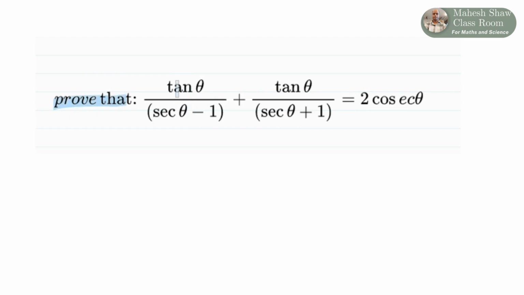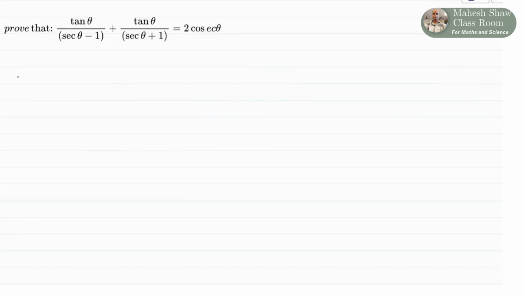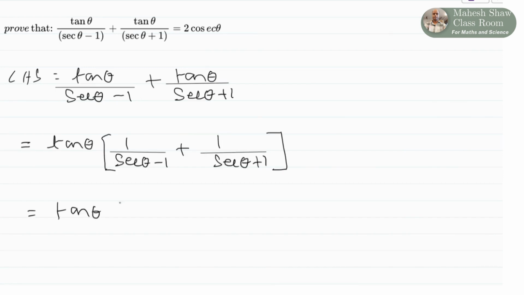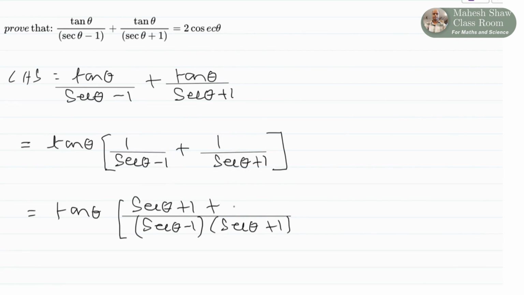In this question, we have to prove that tan over (secant minus 1) plus tan over (secant plus 1) is equal to 2 cosec theta. Now we have LHS as tan theta over (secant theta minus 1) plus tan theta over (secant theta plus 1). So first thing we will do is to take tan theta as common. That results to give 1 over (secant minus 1) plus 1 over (secant plus 1). Next we are going to take an LCM inside, that is (secant minus 1) multiplied by (secant plus 1). And 1 multiplied by (secant plus 1) is secant plus 1, and similarly this is secant minus 1.